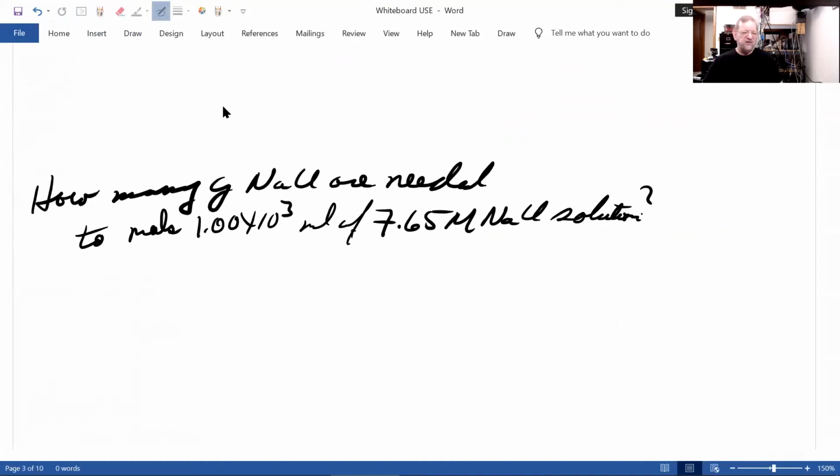And why don't you try this one? How many grams of sodium chloride are needed to make 1.00 times 10 to the third milliliters of a 7.65 capital M NaCl solution?